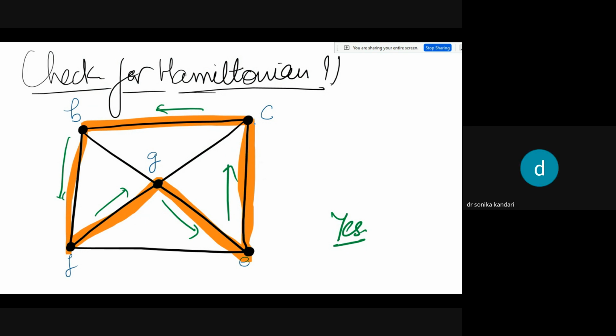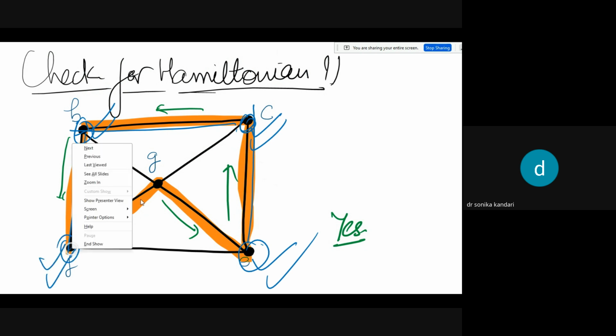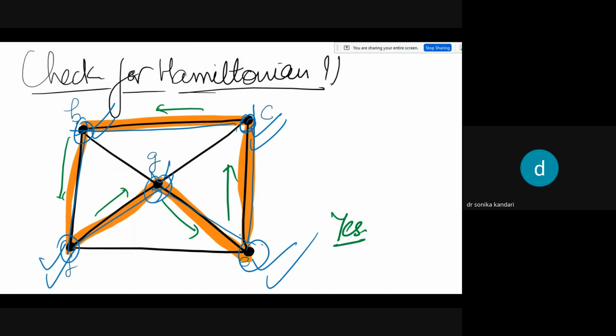So check this graph for Hamiltonian. Check whether it is Hamiltonian or not. Yes, it is Hamiltonian. Suppose we started from here. So this we have covered. C we have covered. B we have covered. F we have covered. And we are covering all only once. G we have covered. So all 5 vertices have been covered once only. You need not bother about these leftover edges.